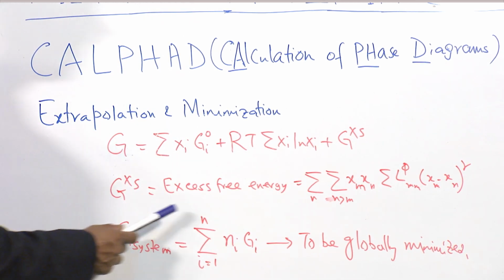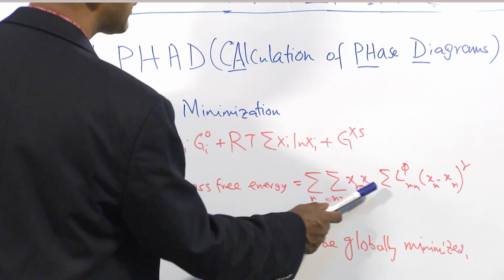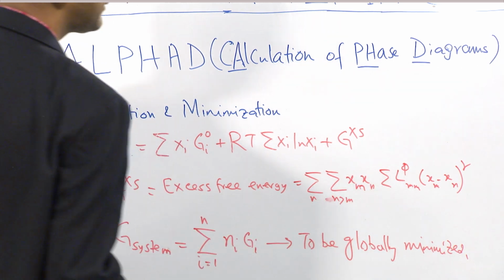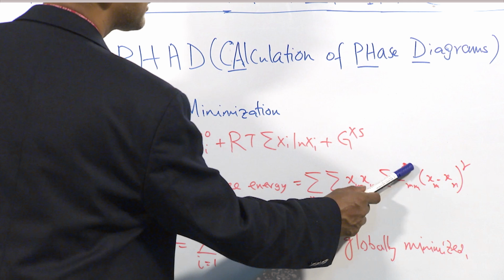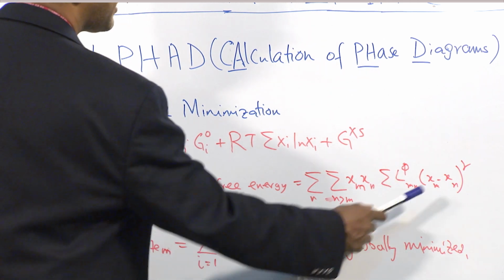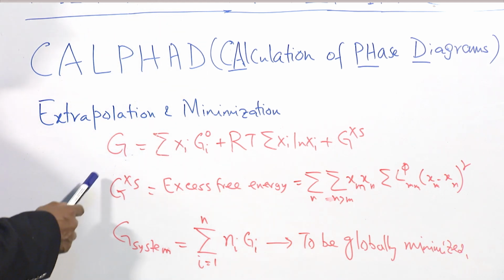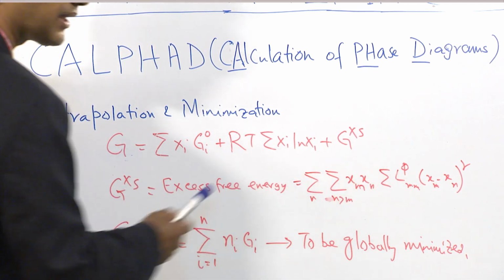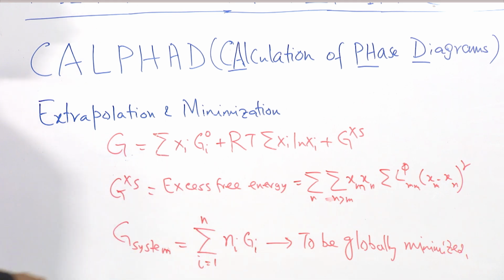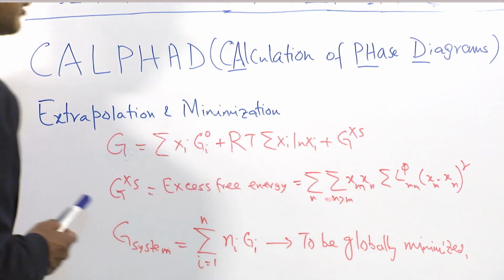And how is it written? Excess free energy is written like this. Let us say there are two components m and n. So, this is that, and then this is the interaction parameters between them, and here gamma is the exponent. Calculation of excess free energy is difficult, there are different models that exist, which we will not go into the details of.